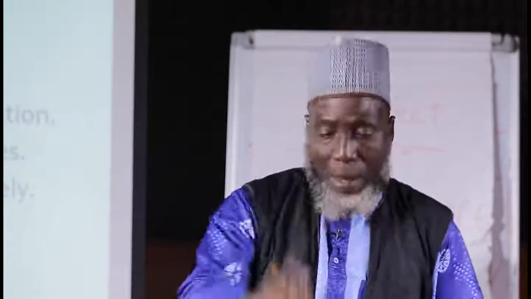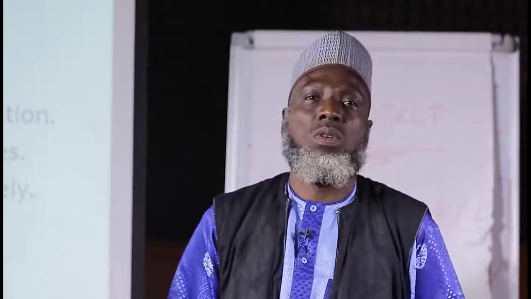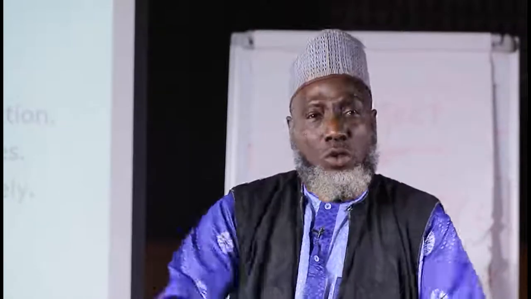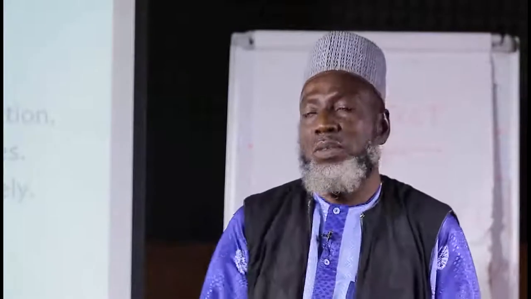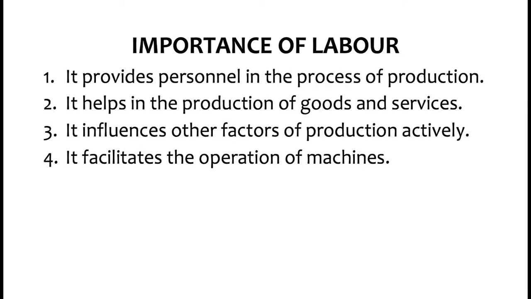Number three, it influences other factors of production actively. It is the labor that makes the machines work. It is the labor that makes the land work too. It is labor that makes the capital work. In fact, it is even the labor that makes the entrepreneur work. So it influences all other factors of production. And the last one we have here, it facilitates the operation of machines. It aids the working of the machines. Machines, like we said earlier on, cannot work by themselves. Somebody must be there to make them work.